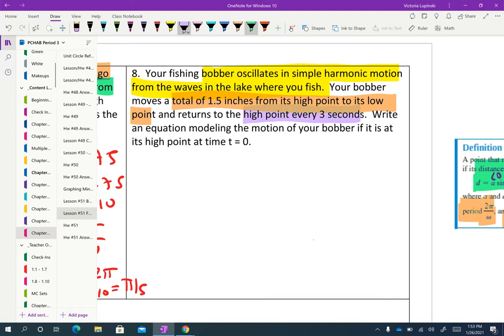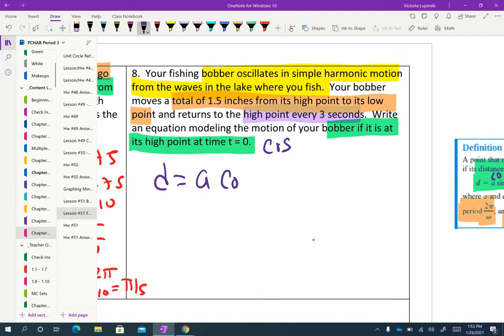Write an equation modeling this motion if your bobber is at its high point at time equals 0. So in this case, again, time equals 0 being your high point. That is how, again, we know that it's a cosine wave. Then a couple of additional pieces of information. So again, we're looking for D equals A times the cosine of WT.